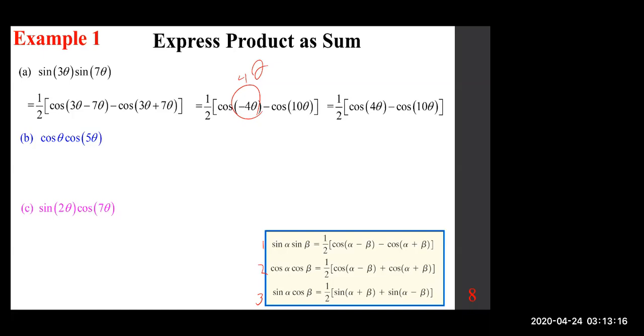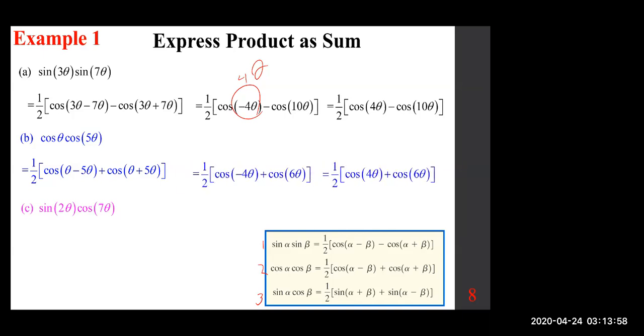Part B looks like number 1, number 2, or number 3. Which one? Number 2. Everybody can see that, right? So 1/2 cosine of alpha minus beta, that means theta minus 5 theta, and then plus cosine of alpha plus beta, that means theta plus 5 theta. And you just rewrite it. So theta minus 5 theta is negative 4 theta, and we're going to replace it with 4 theta. And we're done.